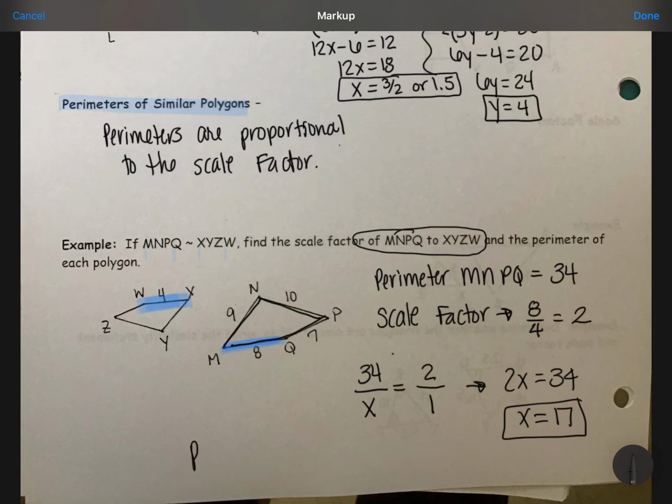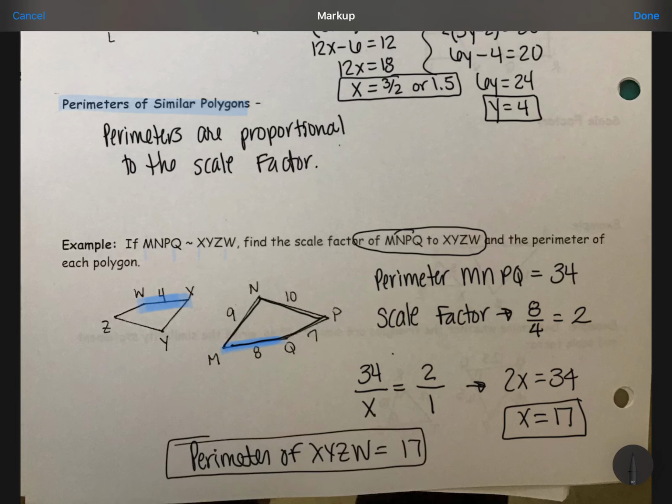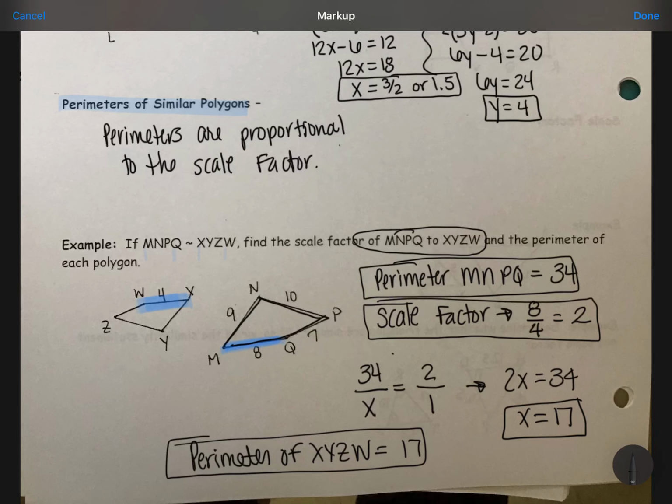So now I know that the perimeter of XYZW is 17. Pretty nifty. So now I have the perimeter of each. The first one was easy because they gave me all 4 sides. Find the scale factor. Use that scale factor to set up a proportion so you can find the perimeter of the missing other figure. All right, hopefully that was helpful.